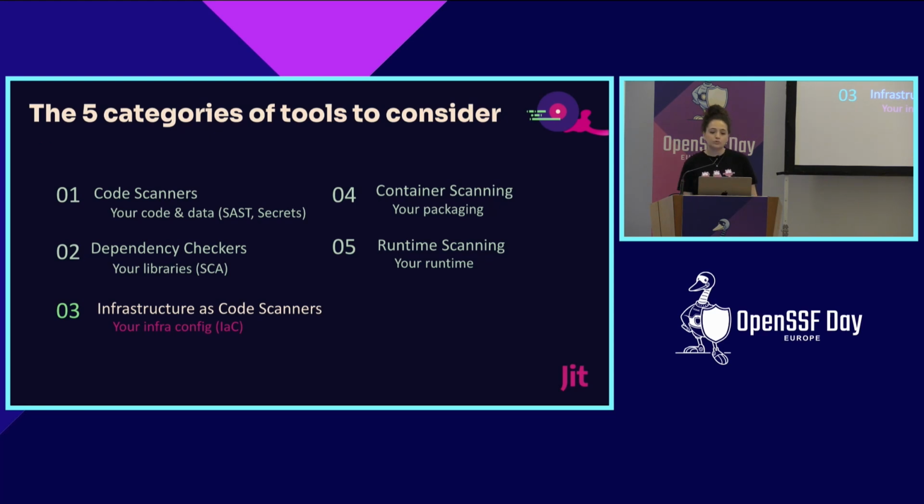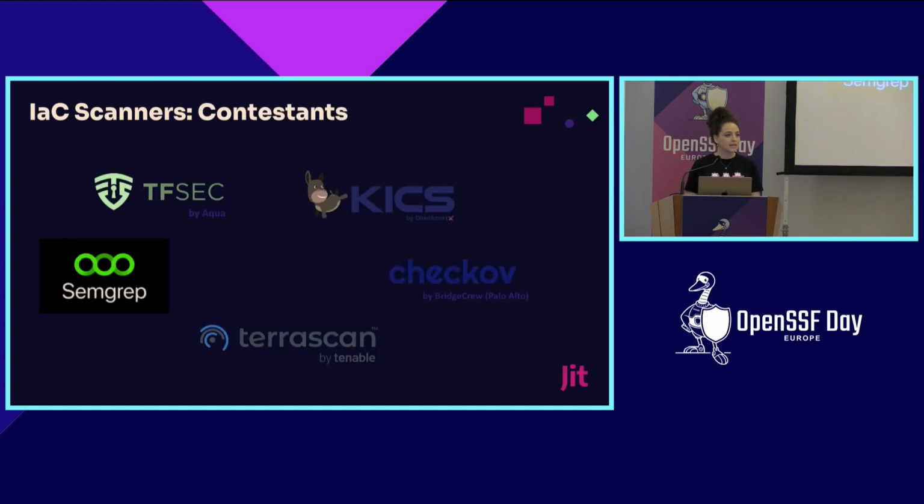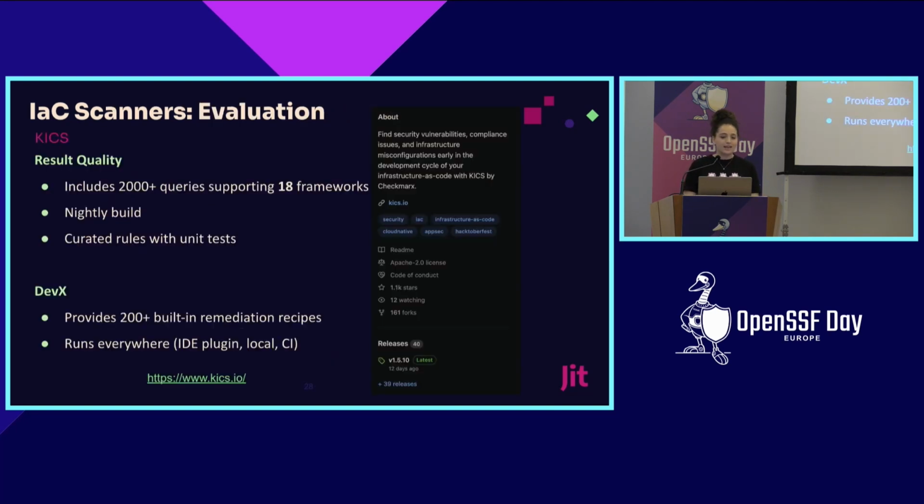Now, let's move on to infrastructure as code scanning. Our mission behind this scan is to detect security misconfiguration in our infrastructure as code and prevent it from getting to our cloud. So infrastructure as code is shifting left, and we need to make sure that our security is also shifting left. Those are the competitors for this battle. We can see that semgrep is here as well. And our weapon of choice is KICS.